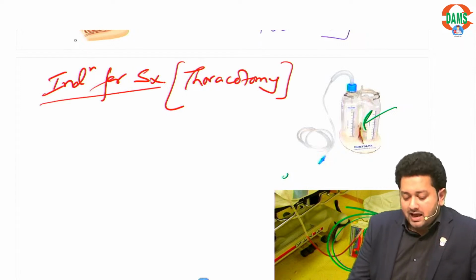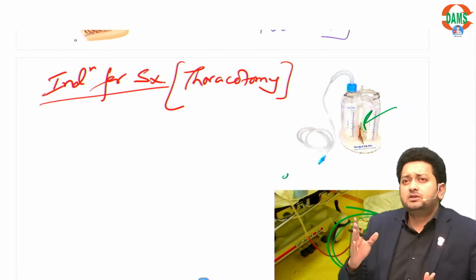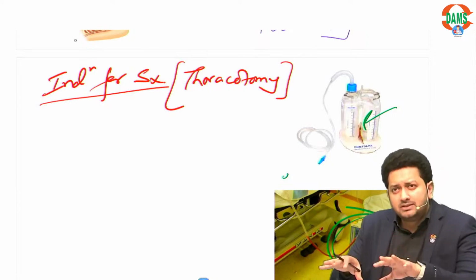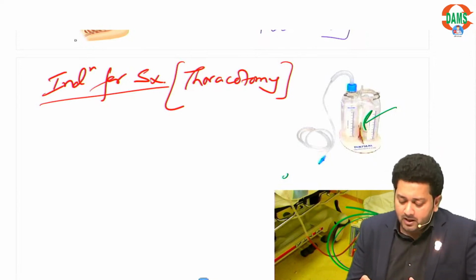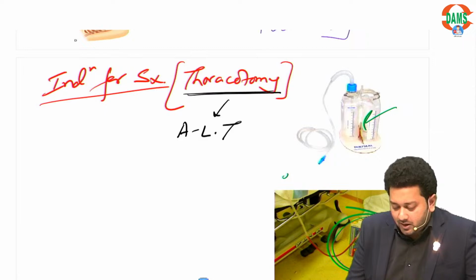Putting the ICD is just a procedure that you can do bedside. Surgery is you need to shift the patient to the OT, you need to open up the thorax and go inside and see the thing. And thoracotomy, which we do for the trauma patient, is anterolateral thoracotomy.